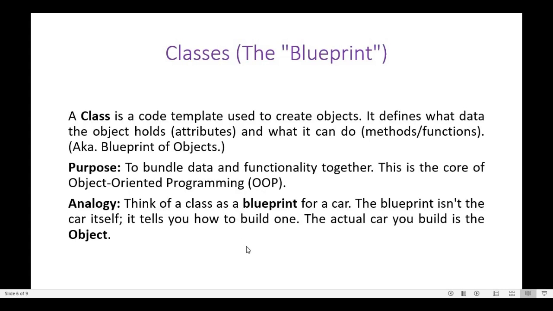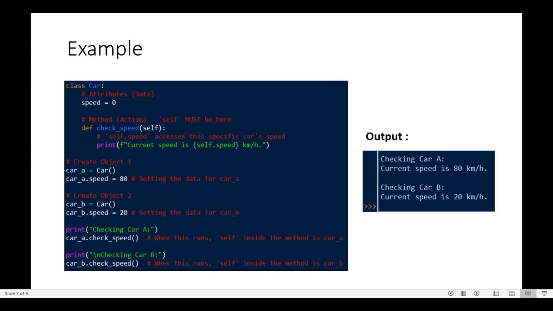And yeah, you can think of a class as a blueprint for a car. The blueprint isn't the car itself, it tells you how to build one. The actual car you build is the object itself. So let's say car is the blueprint and the objects are, let's say, the Maruti Suzuki 800, the Maruti Alto or the Swift Dzire. These are all objects of the same class, which is car. Okay, so over here, as an example, I have the car class, which has an attribute, speed, and also has methods and functions. Check speed is one of the methods of the car class.